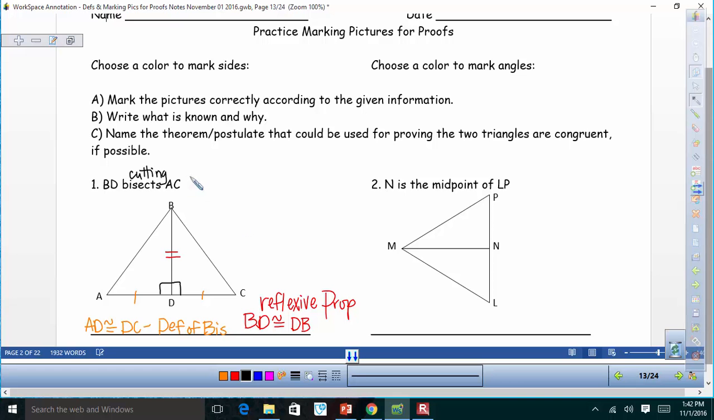Okay, and now if I looked at this triangle, ABD, I have a side, an angle, and a side. Do I have the same side, angle, and side in my second triangle? I do. So then what theorem or postulate can I use to prove these are congruent? Side angle side.